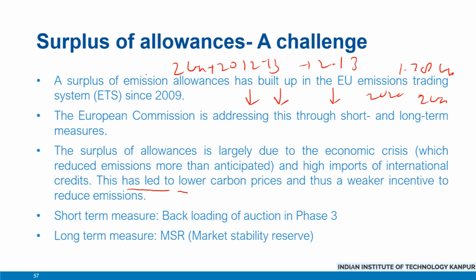To summarize, in this video, we discussed the problem of surplus of allowances. We noted how economic crisis and various other policy features of EU ETS led to surplus of allowances. We noted that the market regulator plans to take two particular policy measures to resolve this issue. One is a short-term measure, which is backloading of auctions in phase 3, and the long-term measure, which is the market stability reserve. We are going to discuss both of these measures in subsequent discussions.